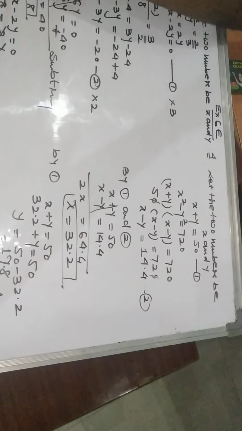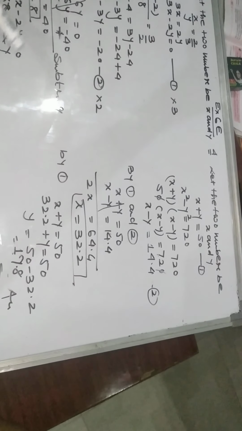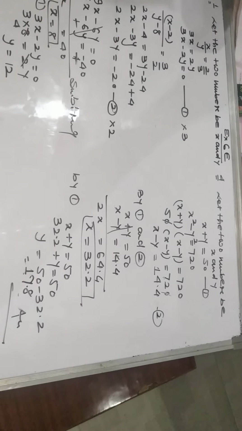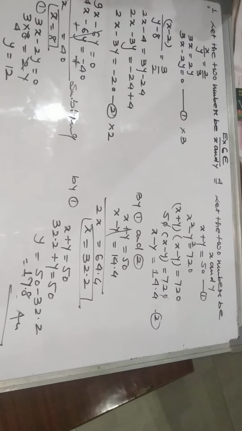Question number 4. The sum of the two positive numbers x and y, where x is greater than y, so let the two numbers be x and y. The sum is given as 50, so x plus y is equal to 50. The second statement is that the difference of their squares, the square of the first number x squared minus the square of the second number y squared, is equal to 720.